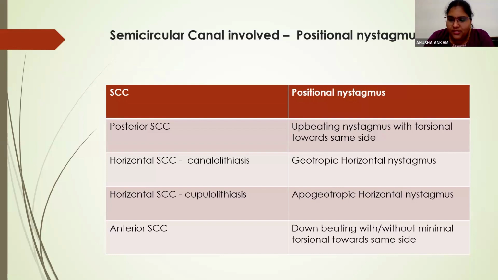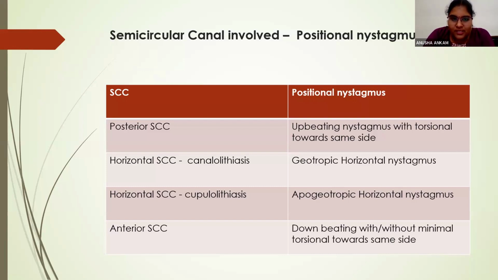So these are the general characteristics of the BPPV related positional nystagmus. Each semicircular canal involved will produce its own characteristic positional nystagmus, which depends mainly on its vestibulo-ocular reflex connections. If the involved canal is the posterior semicircular canal, generally we test it with the Dix-Hallpike test, and it will show upbeating nystagmus with a torsional component towards the same side.